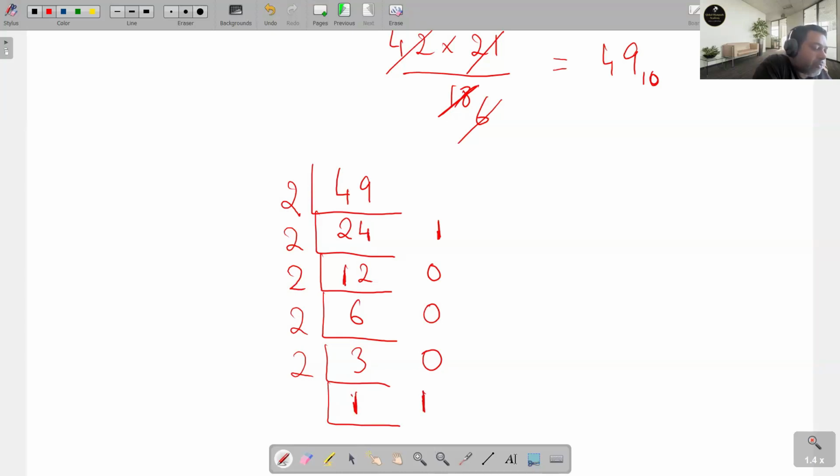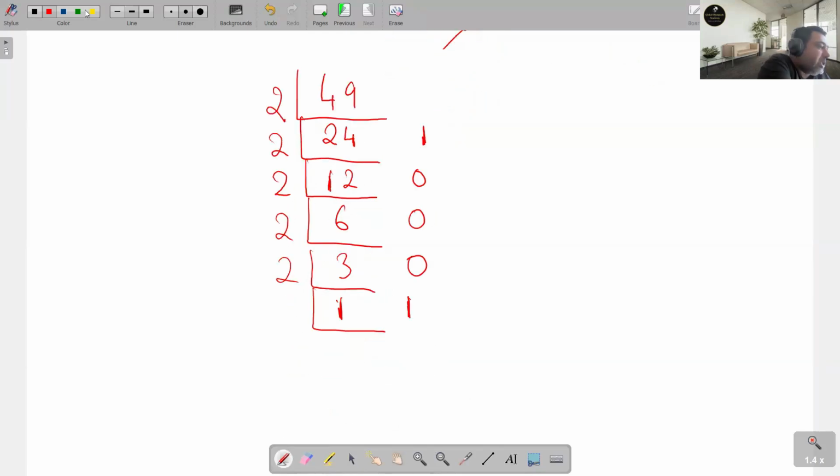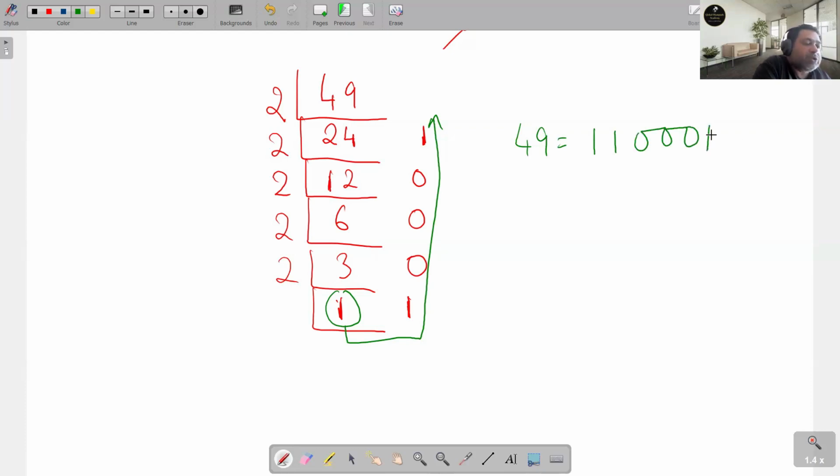So what you need to do is take the last quotient and all these remainders in this direction, and 49 will be equal to 110001 in base 2. We can check this also. If you notice, this is 2 to the power 0, this is 2 to the power 1, 2 to the power 2, 2 to the power 3, 2 to the power 4, and 2 raised to the power 5.